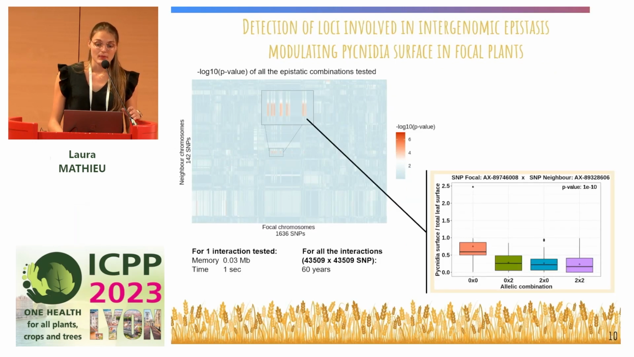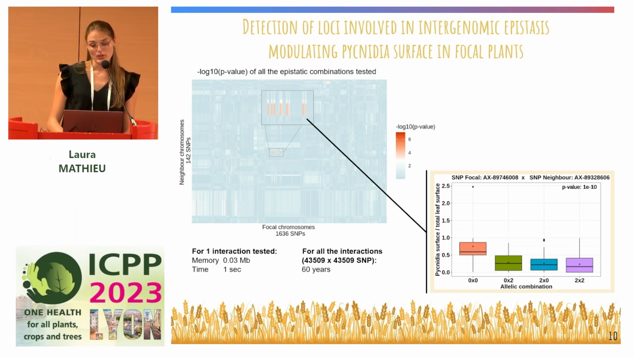And so these are preliminary results, but with this first strategy, we confirm that we can detect loci involved in the intergenomic epistasis for the surface of pycnidia in the focal plants. So on the left, you have a heat map of the p-value for all the epistatic combinations tested.